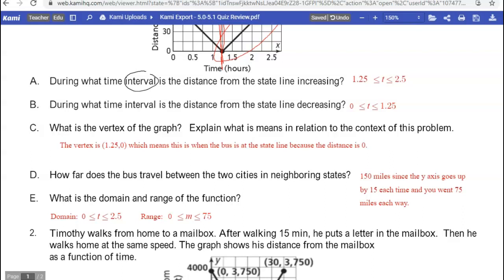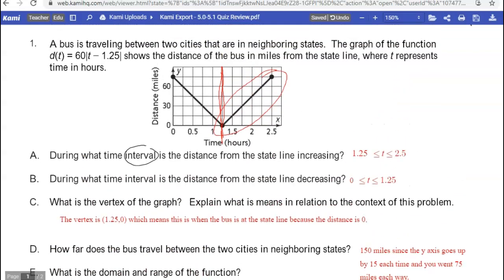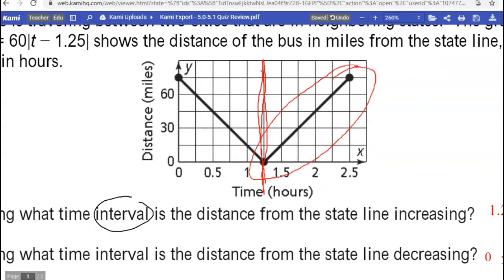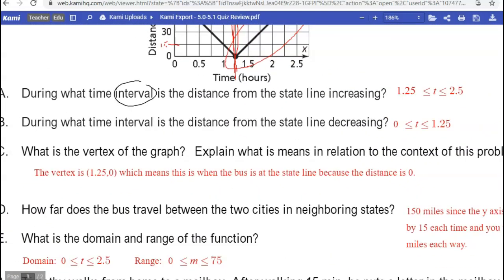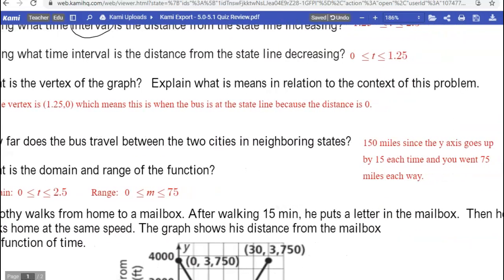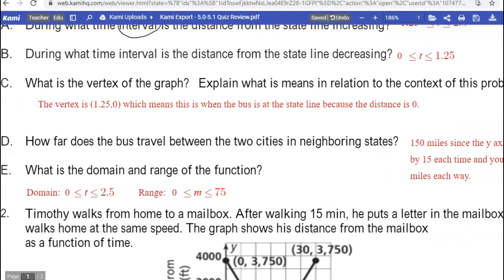So how far has the bus traveled? This is another one that a lot of you that turned it in were getting wrong. This is going up by 15. So this is 15, 30, 45, 60. So right here is 75. Okay, so that makes it 150 when you add it together. Okay, went up by 15 each time.